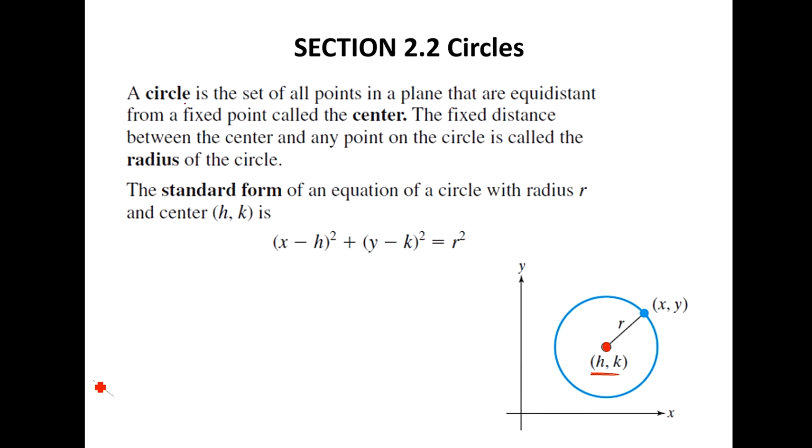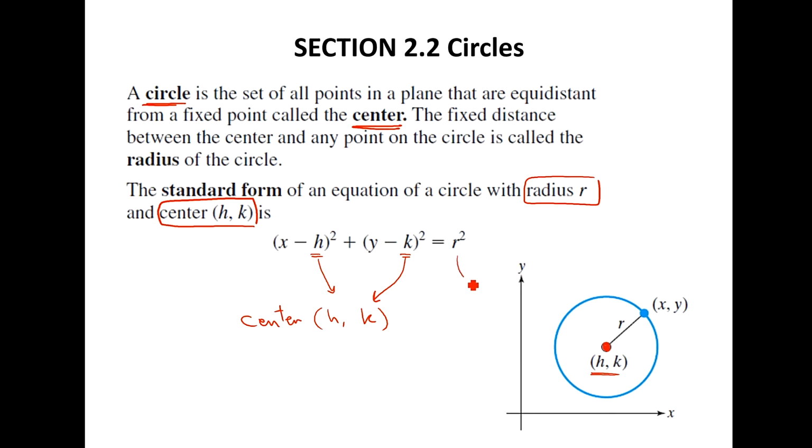So for any circle we have a center, and this center is always denoted by H and K, and the radius is denoted by R. The general equation is x minus h square plus y minus k square, this is h, the x coordinate of the center, and this is k, so h and k is the center, and it equals the radius square.